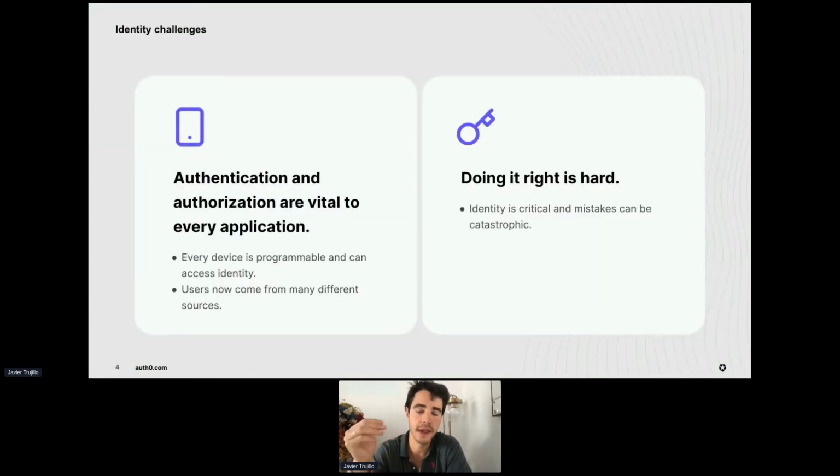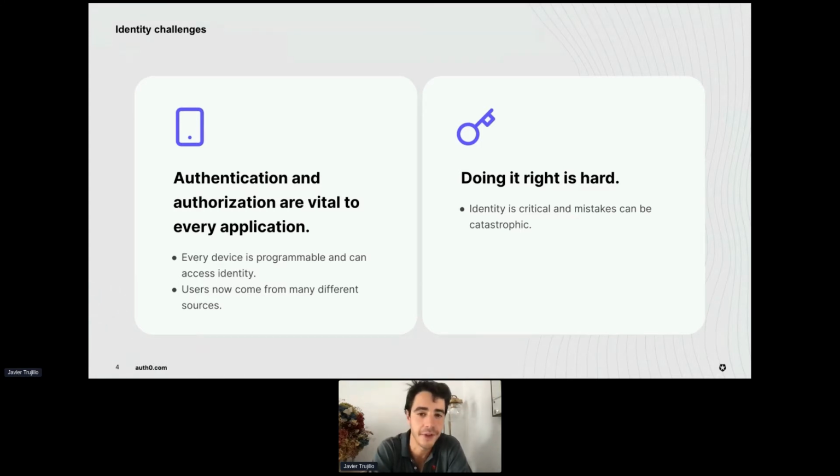So authentication and authorization both are critical to every business, and implementing it right and in a way that you can provide a secure and seamless user experience is very hard. If you implement identity badly, you can have pretty bad consequences.